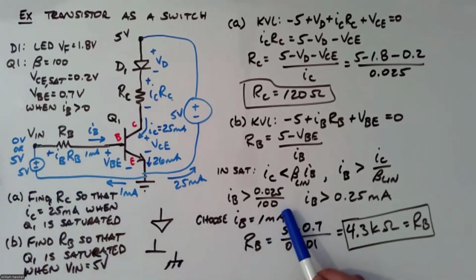Let's suppose the minimum value, I said, well, what if beta is 25? Then we'd need 1 milliamp. If the minimum value is like 50, then I would use 50 here and you'd get half a milliamp instead of 1 milliamp. So that would be more efficient. Okay. Yeah, good questions.